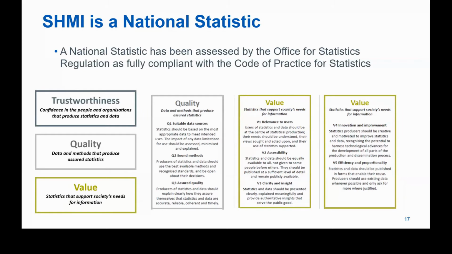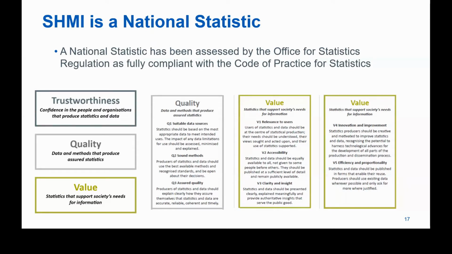I'm not going to go through each of these in detail, but if we look at quality, the key one might be sound methods, which considers the types of techniques that might be used in order to build these, recognised standards, and us being open about our decisions. It's also about clarity of insight. Statistics and data should be presented clearly, explained meaningfully, and provide authoritative insights to serve the public good.